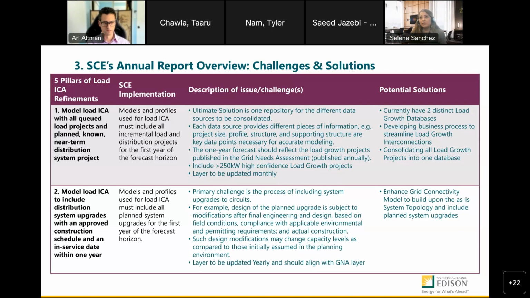For line item 2, which is the distribution upgrades required to support these forecasted load growth projects, the primary challenge is how we're going to include them on system, right? Right now, when our distribution system planners or engineers work on projects, some of their plans may change as they go into final engineering and execution. So what we plan may look very different than what comes out. To help improve that situation, we're looking to enhance our grid connectivity model to build upon the current as-is system topology and also include planned system upgrades.